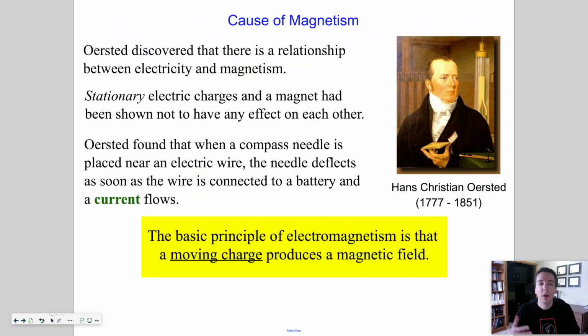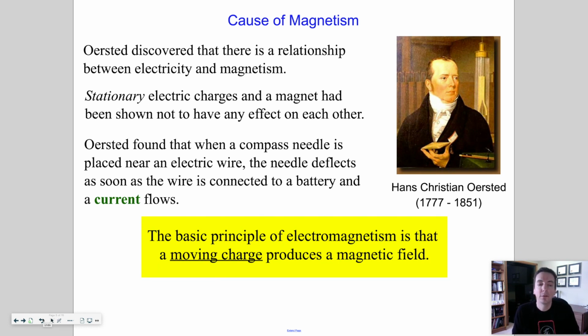Okay, so what makes a magnet a magnet? Hans Christian Ørsted discovered a long time ago that there is a very, very close relationship between electricity and magnetism. So we learned about electric charges. Stationary electric charges and a magnet had been shown to not have any effect on each other. So if you have a positive charge, for example, or a negative charge, you bring a magnet towards it, there's not going to be any force between the two.